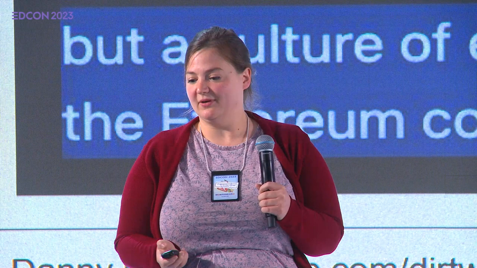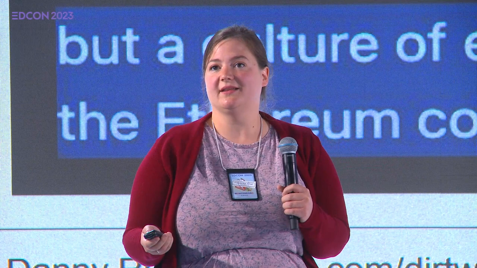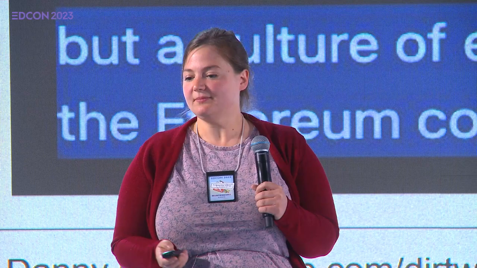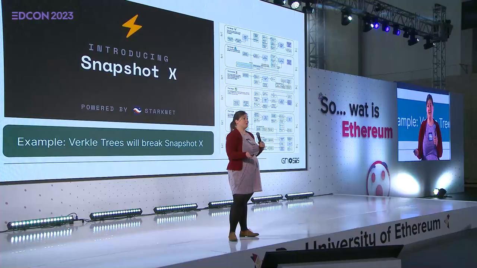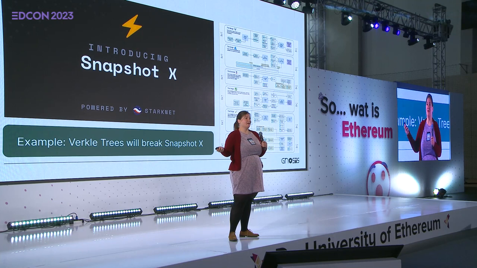One example of this is from Danny Ryan. He talked about the ossification of Ethereum, and he predicted that Ethereum was still going to change significantly in the next 5 to 10 years. One example is Snapshot X, which is Snapshot on Starknet. If Ethereum goes to Verkle trees, Snapshot on Starknet is going to break. So you need upgrade rights for Starknet to make sure that you still have governance.